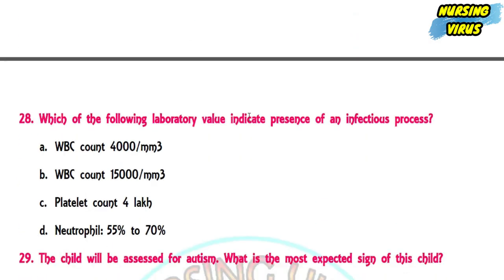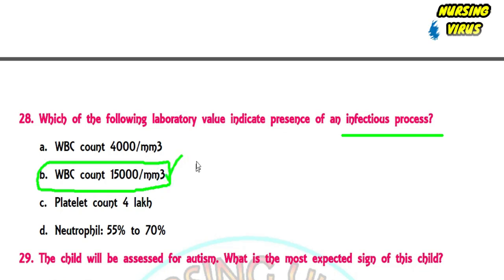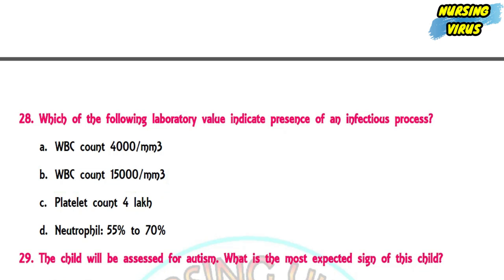So the next question: which of the following laboratory values indicates the presence of infection in the client? The options are WBC count 4000 per mm, WBC count 15,000 per mm, platelet count 4 lakhs, and neutrophils 55 to 70 percent. Whenever a person has an infection process, the WBC count will increase to fight against the infection. So option B is the correct one.